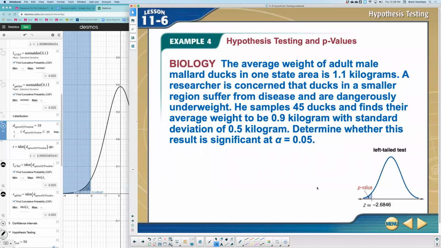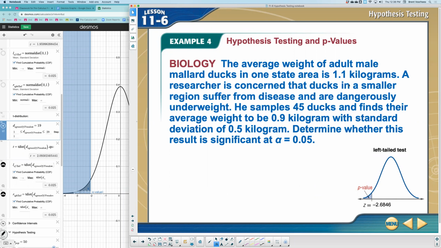Now, example 4. It says in biology, the average weight of an adult mallard duck in one state area is 1.1 kilograms. So it's saying the average duck is 1.1 kilograms. A researcher is concerned that ducks in a smaller region suffer from the disease and are dangerously underweight. So the claim is that they're underweight.